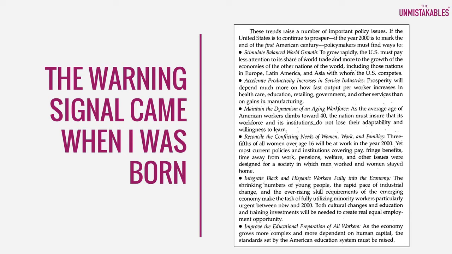And as you can see in some of the bullet points there, there was a suggestion that if we could reconcile the conflicting needs of women, work and families in the workplace by the year 2000, then we would have a more prosperous economy. And similarly, if we could integrate Black and Hispanic workers fully into the economy, then we could thrive and move for growth. So this book is decades old and shows that these tensions that we have today about how do you increase diversity in the workplace, how can you make your marketing more representative, are not new. And I think that's really important to stop and think about, because we often think it's new.